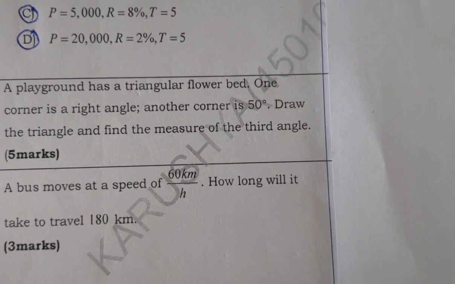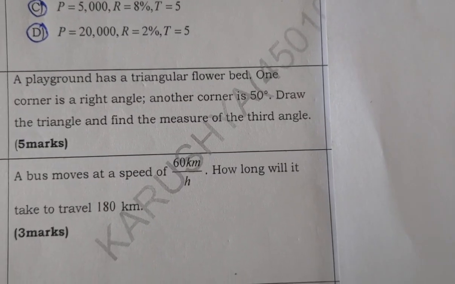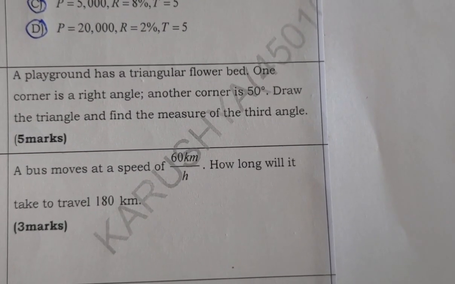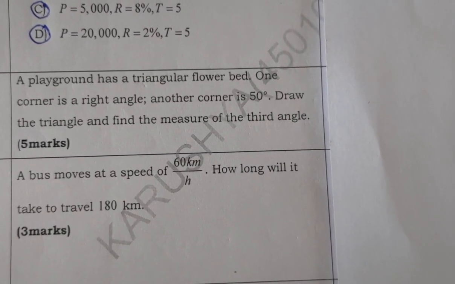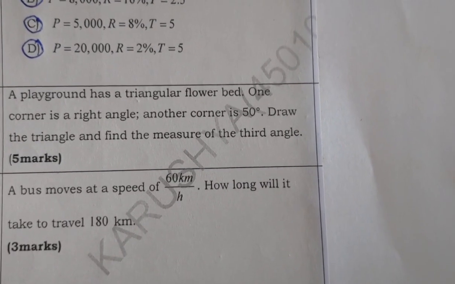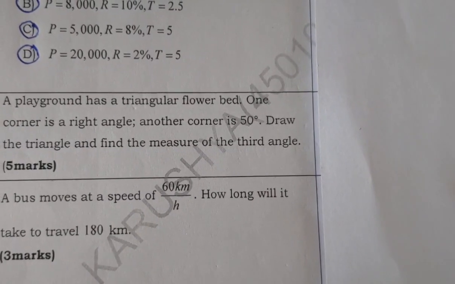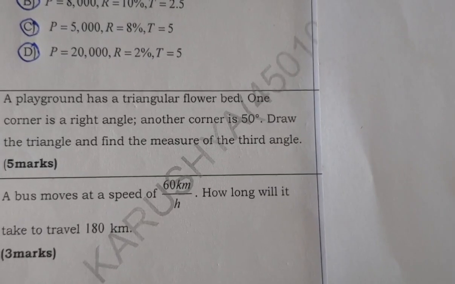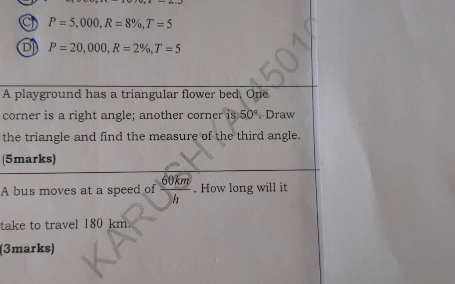Question number 31, they said a playground has a triangular flower bed. One corner is a right angle and another corner is 50 degrees. Draw the triangle and find the measure of the third angle. And then here this is a playground which has a flower bed.